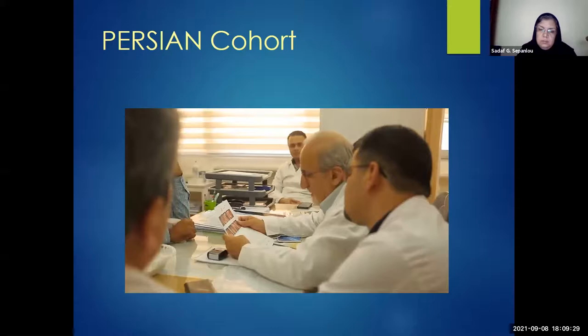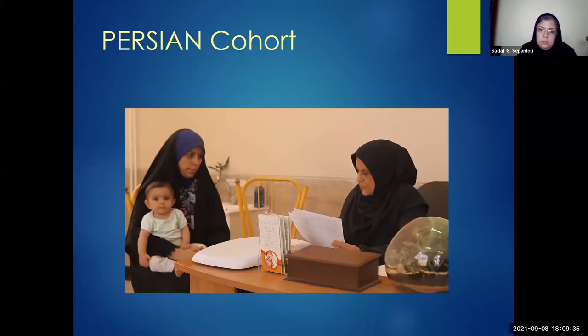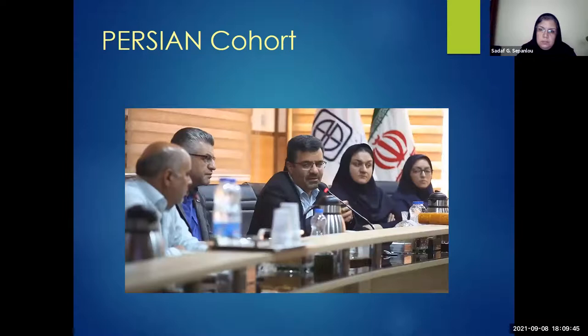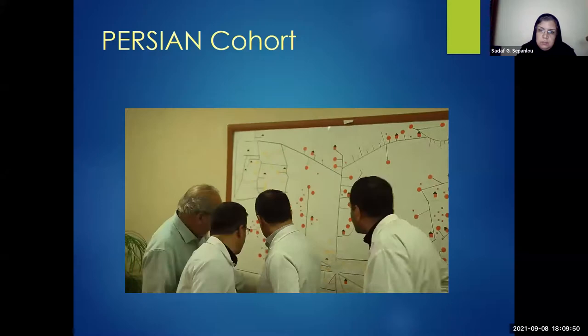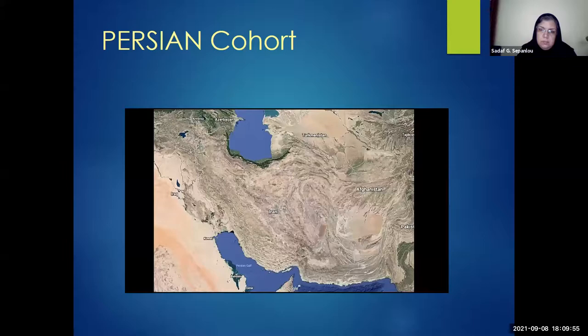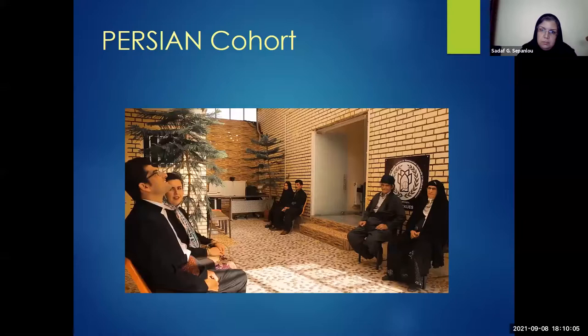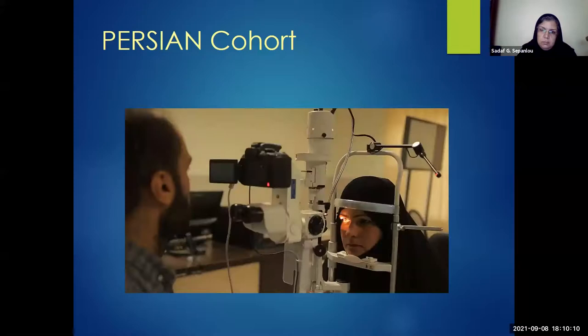To prevent non-communicable diseases, knowing the exposures and risk factors of disease are essential. Therefore, a nationwide cohort study, the Prospective Epidemiological Research Studies in Iran, the Persian cohort for short, was launched in 2014 to capture a wide range of exposures. Conducted in 25 different locations, Persian is the largest cohort in the Middle East and Northern Africa. Persian has five major components: birth, youth, adult, elderly, and employee health cohort studies.